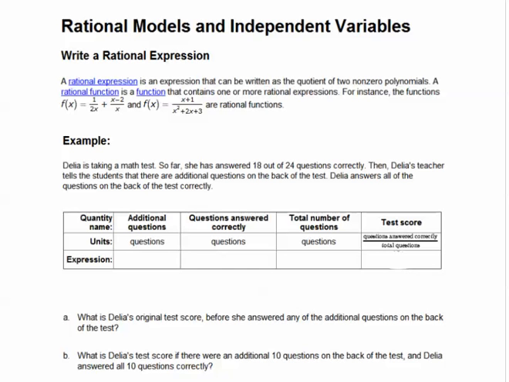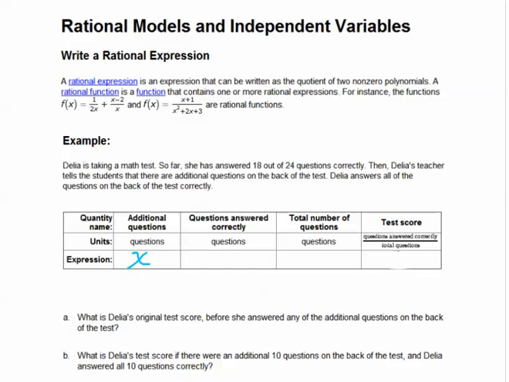Delia is taking a math test. So far, she's answered 18 out of 24 questions correctly. Then Delia's teacher tells the students there are additional questions on the back of the test. Delia answers all of the questions on the back of the test correctly. So we do not know how many additional questions she had. The teacher didn't tell us how many questions were on the back of the test.